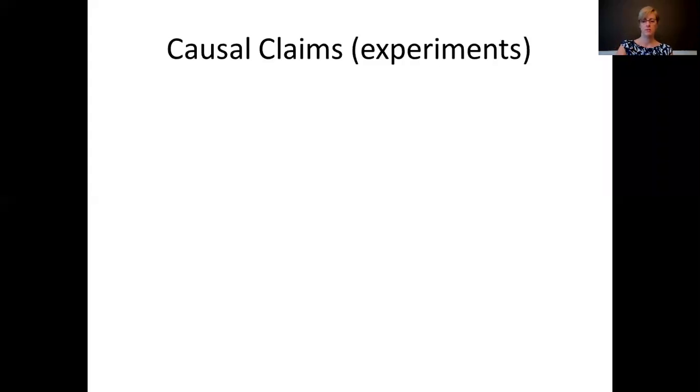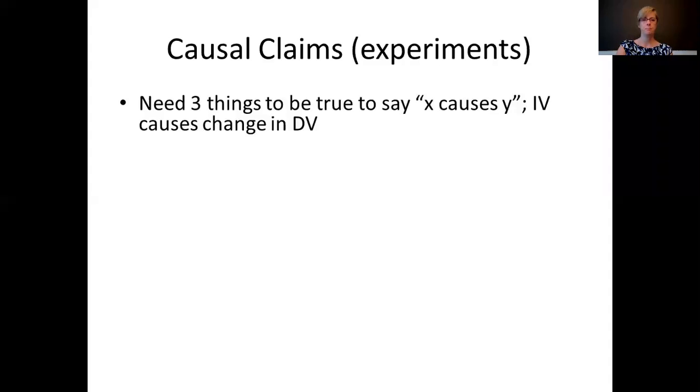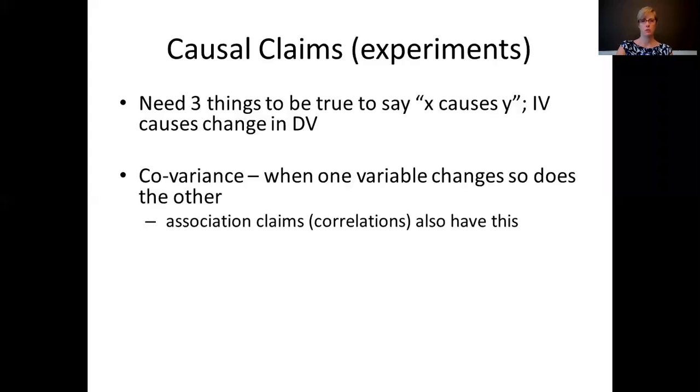But it's nice to think about these things that have to be true to make a causal claim. So for saying the independent variable causes a change in the dependent variable, x causes y, what has to be true? Well, those 2 variables, the IV and the DV, do have to have some kind of covariance, meaning they have to be correlated. If one is causing the other, when the first one changes, the other will also change. Now, that is also true of correlations, of association claims. They do have covariance. But that's not enough for a causal claim. It's what you would say is necessary but not sufficient. So you have to have it, but you also have to have more to move on to a causal claim.